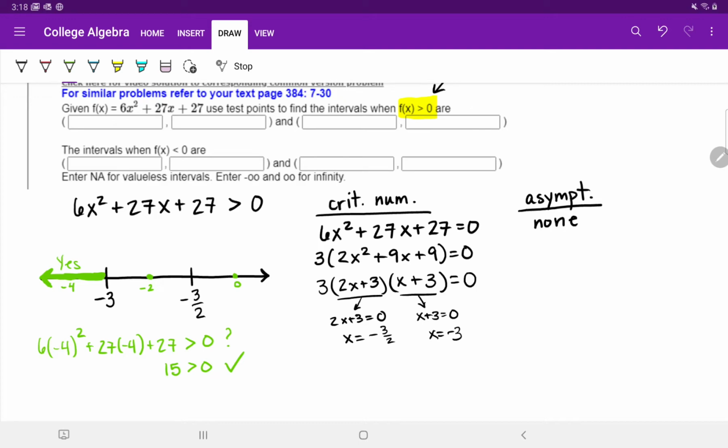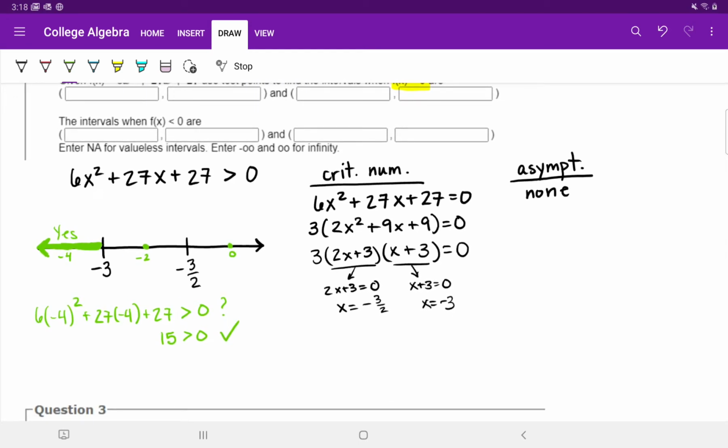Now we're going to test the next test point, negative 2. So we'll plug in 6 times negative 2 squared plus 27 times negative 2 plus 27, and we're testing to see if that's greater than 0. If you plug this into a calculator, you get negative 3 is greater than 0. That is not true. So this whole interval, everything in between negative 3 and negative 3 halves, is a no.